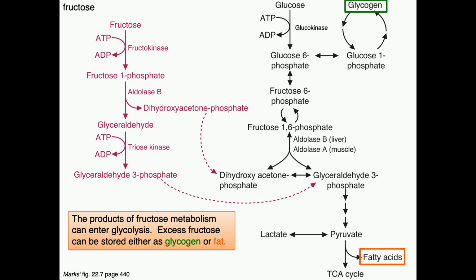Then in about 2 weeks, we're going to talk about fatty acid synthesis. Glycogen is one way that we can store excess carbohydrate energy, but we can also store excess carbohydrate energy as fatty acids. By dipping into the TCA cycle and making citrate, and then citrate leaving the mitochondria, the fructose can also be a substrate for fatty acid synthesis.